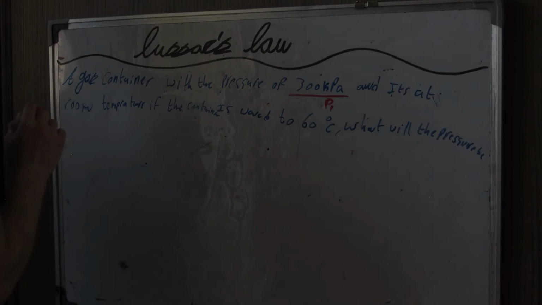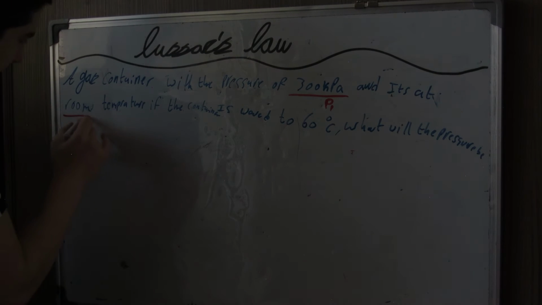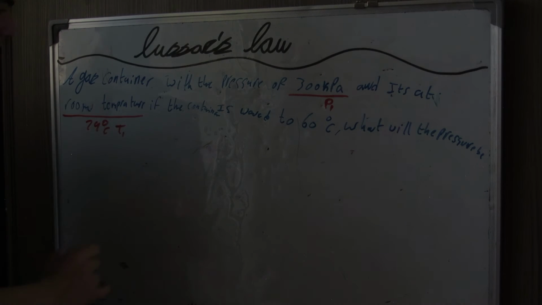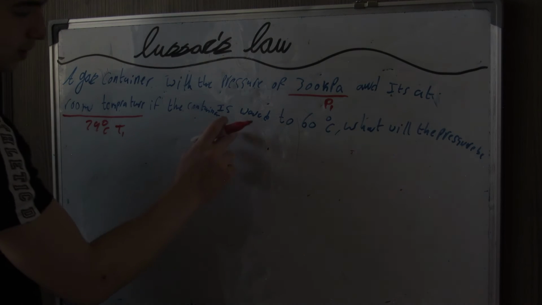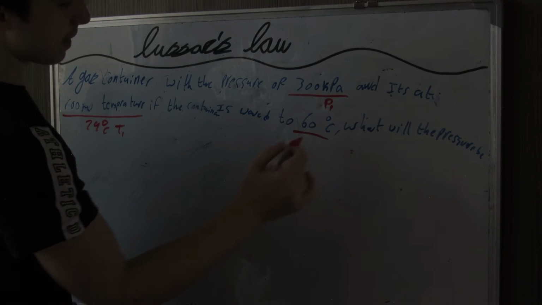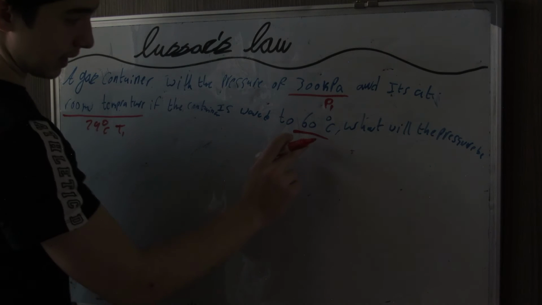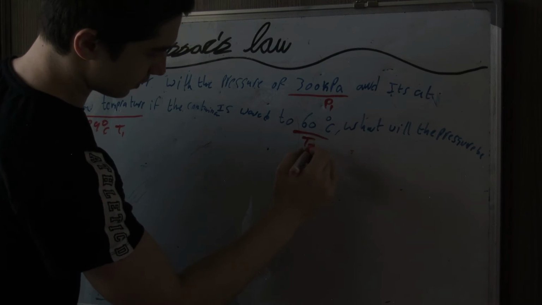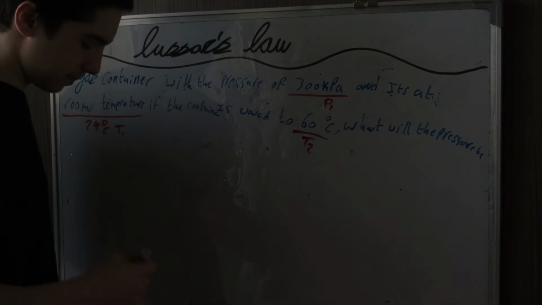At room temperature, what does that mean? It means at room temperature, which is 24 Celsius, then this will be our first temperature. If the container is warmed to 60 Celsius, that proves that this is T1, because they said that they increased the temperature, so that will be T2 here. Now, what will the pressure be?